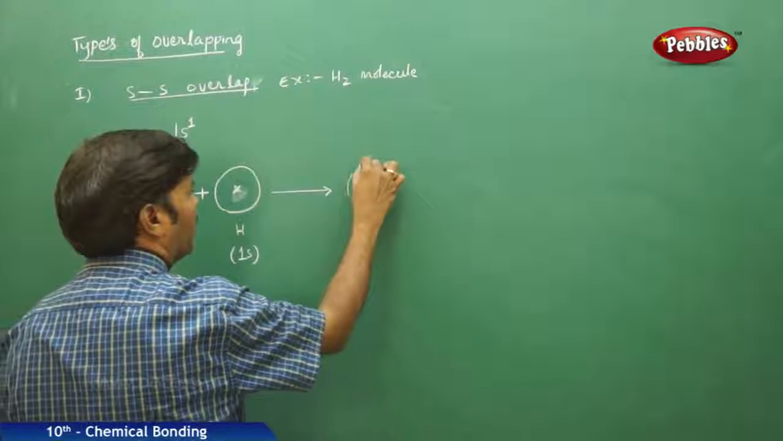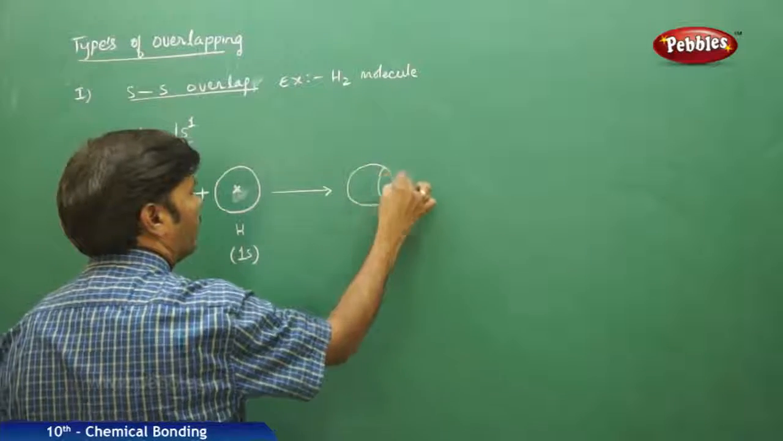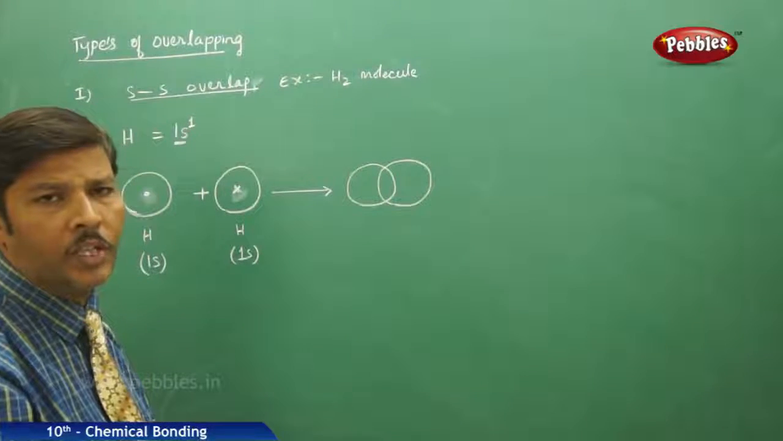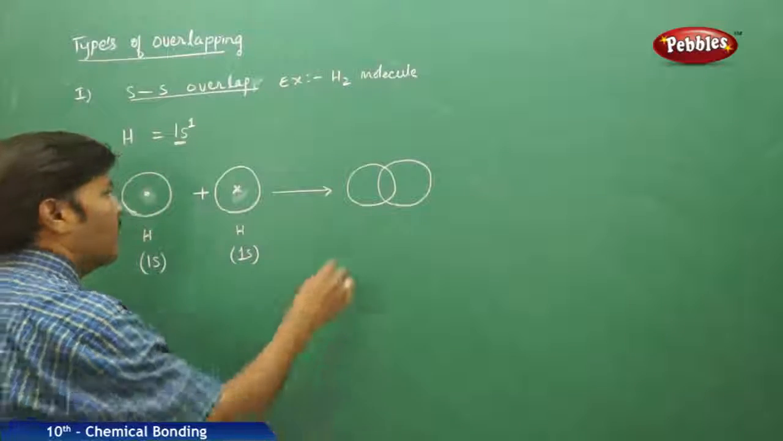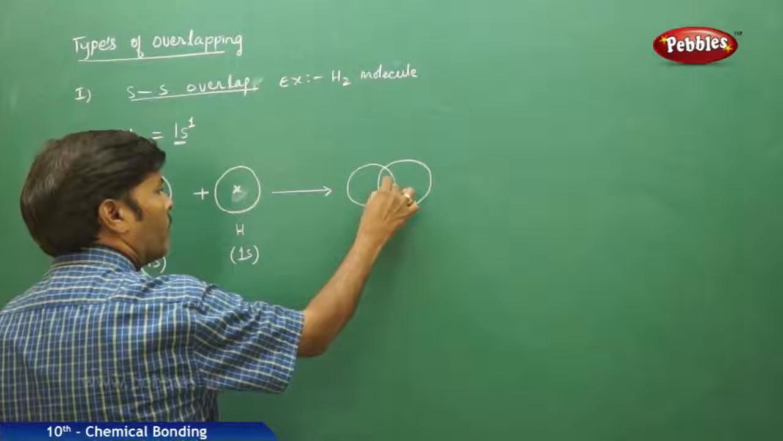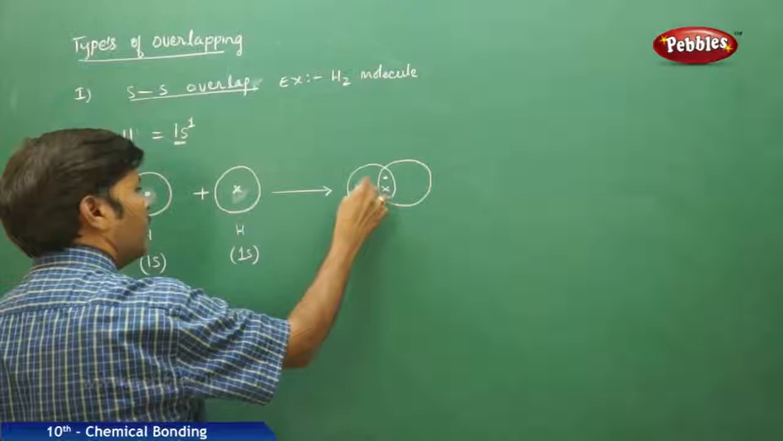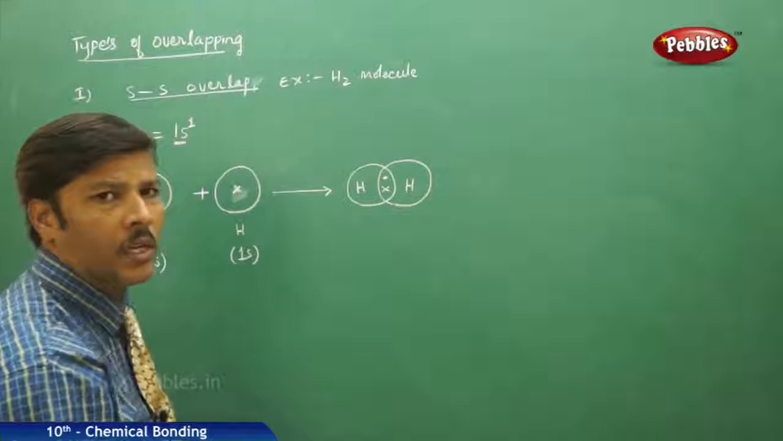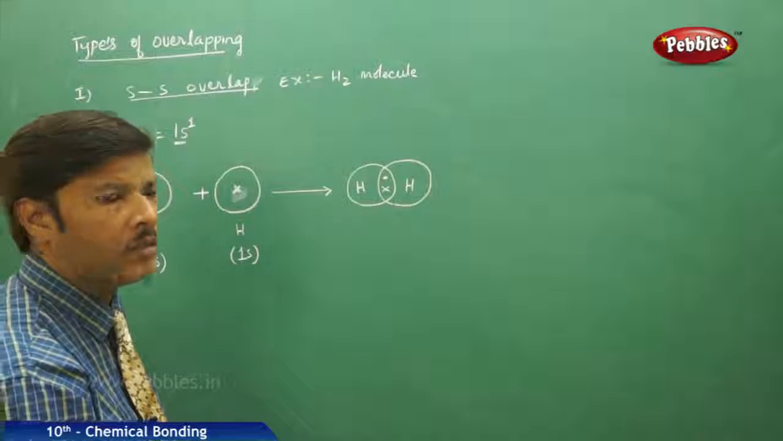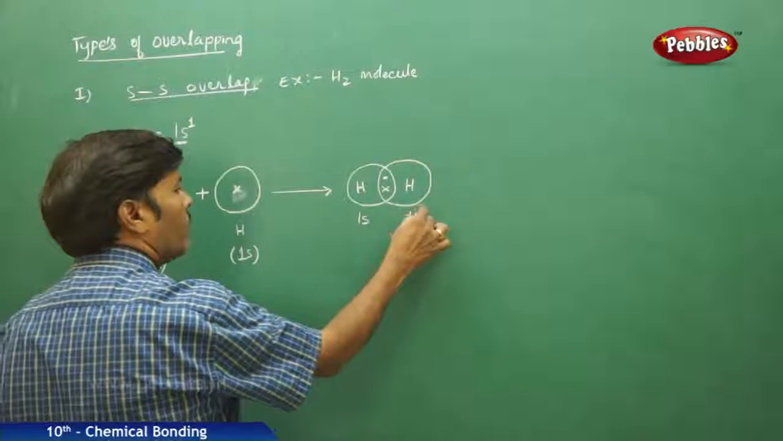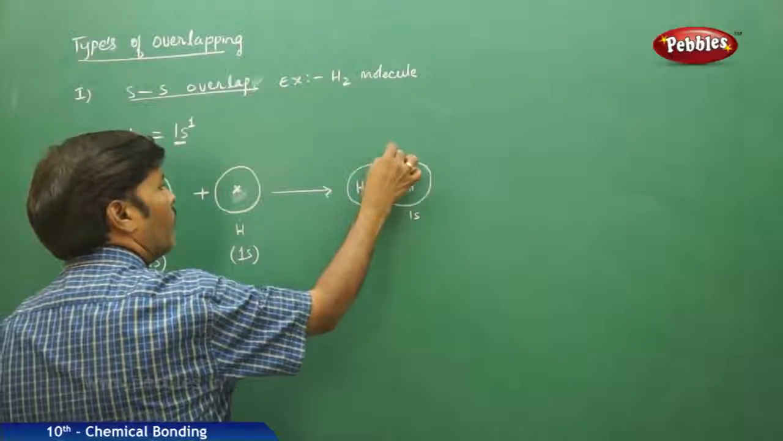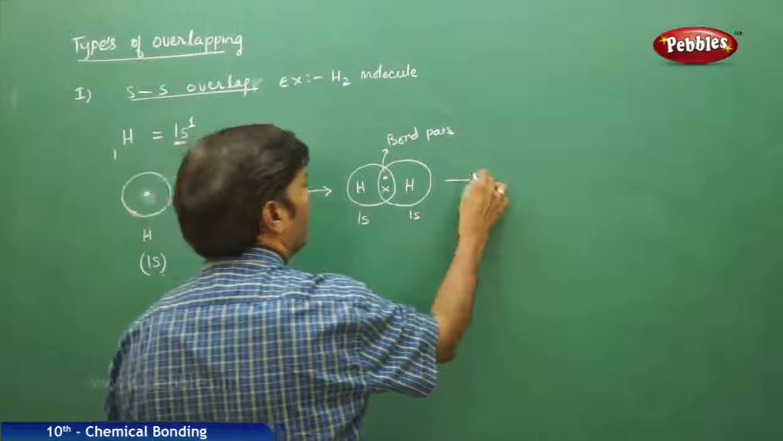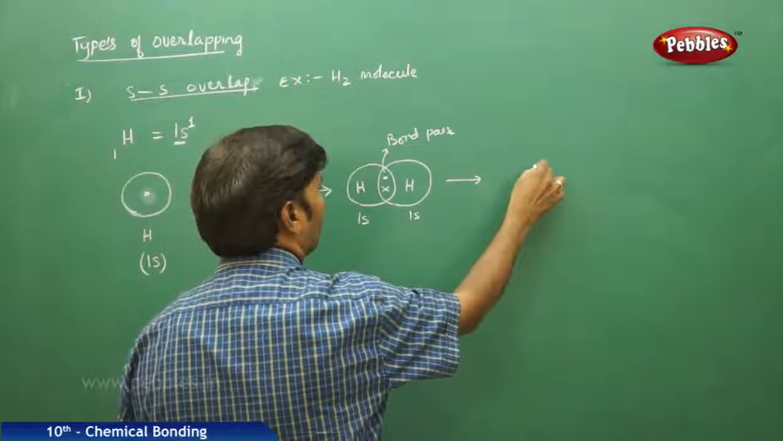When they are overlapping, you find that both the electrons in the 1s atomic orbitals mutually share, equally. When they share equally, it results in the formation of a bond pair, between the first hydrogen and the second hydrogen. Their 1s orbitals share equally, 1s and 1s. This is the bond pair, and this will result in the formation of the sigma cloud.